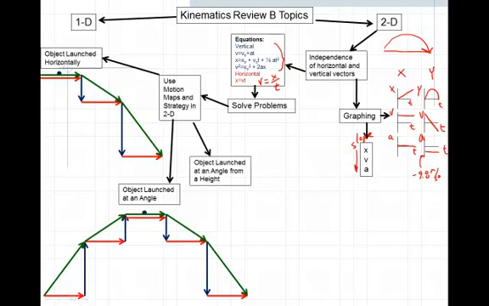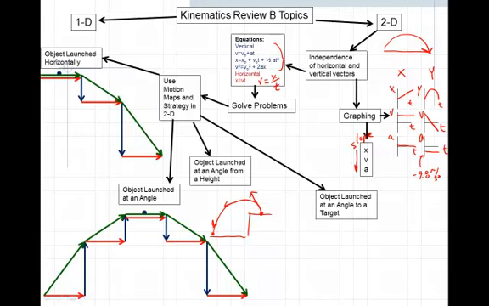Okay, and then there's also objects launched at an angle from a height. So that, for example, would be if, let's say, maybe you're hitting a golf ball from a certain height up to another height. Objects, so that's what we call an object launched at an angle from a height. Actually, it would be the opposite. It would be if you were going this way. Okay, and then the object would eventually go in this direction. So I had that opposite of the way it should be.